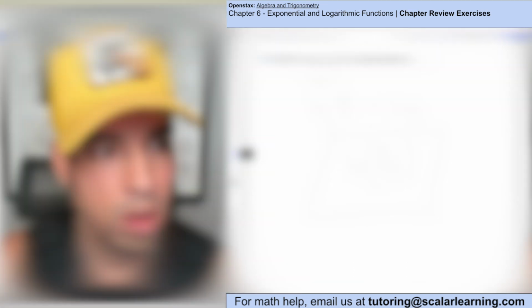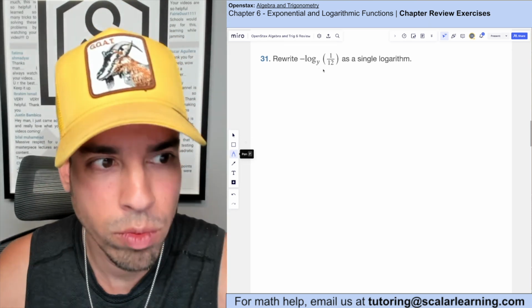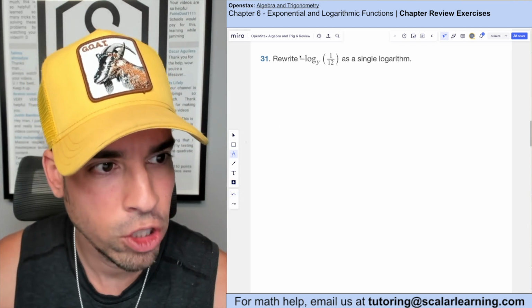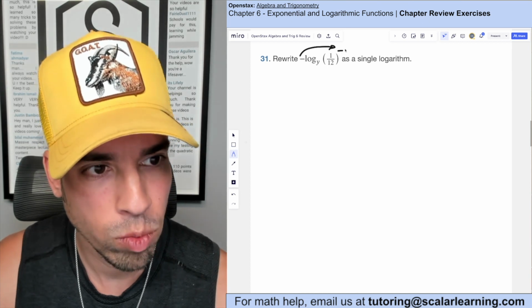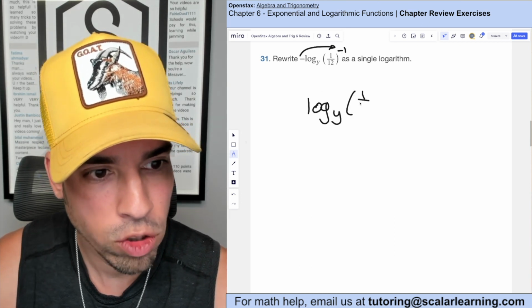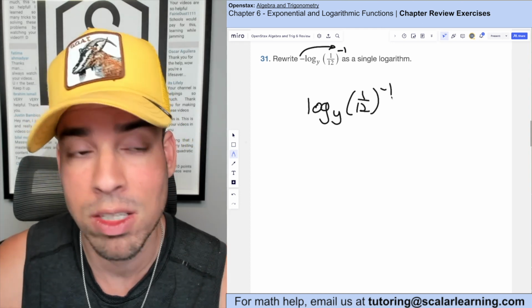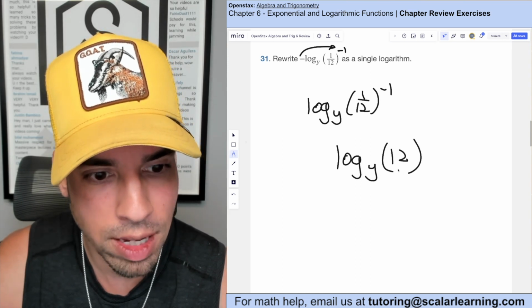Boom, done. So for this one, it says rewrite negative log base y of 1/12 as a single logarithm. So what we're going to do is we're going to take this negative coefficient and raise it up as the exponent of this argument, which is negative 1. So it's really log base y of 1/12 to the negative 1 power. But what is this to the negative 1 power? It means the reciprocal, which is basically log base y of 12, and that's how you do it.